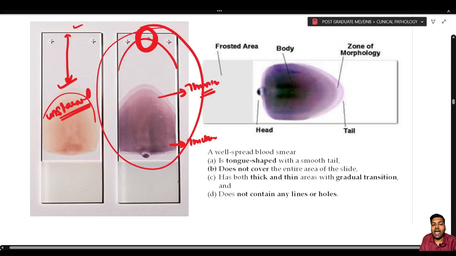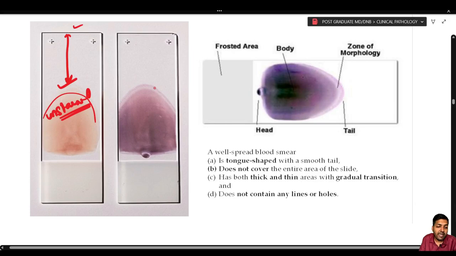and you will not be able to examine this area. Now, very importantly, the area of interest is always the end of the smear. This is the area which is ideal for examination. From here you go inwards for your examination. This is the area where the morphology is best observed. So these are the basic important characteristics of a smear.